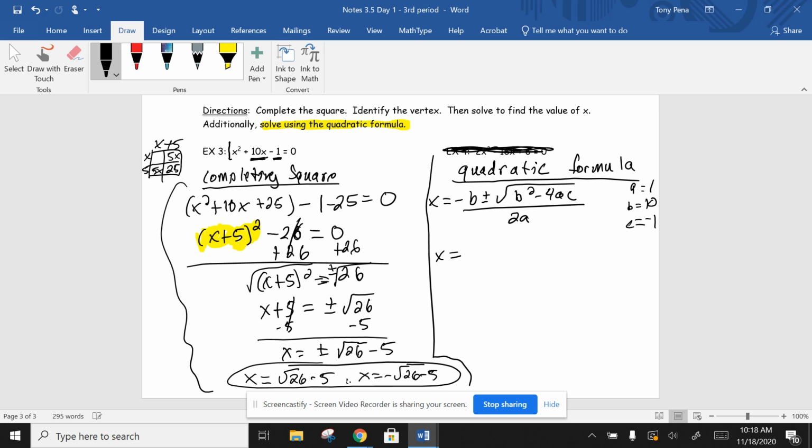All right, so from there, this is something to just be careful of. Whatever B is, right now it's 10. The negative in front of it means we want to change the positive 10 into a negative 10. Plus or minus, do the 10 squared. So B is a 10, so 10 squared, and then minus 4 times A and then C. So A is a positive 1, C is a negative 1, all divided by your denominator, which is 2 times A.